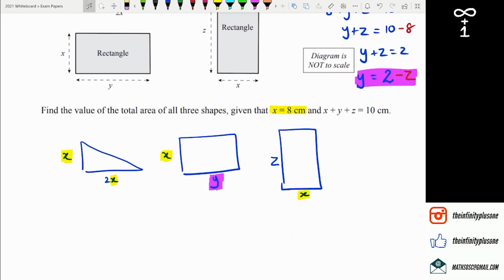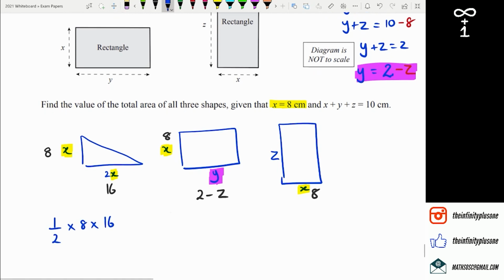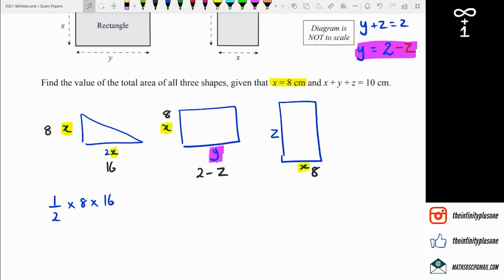Okay, so let's actually replace x with the number 8. So if x is 8, then that's equal to 8, and the base is now going to be 16 because 2 times 8 is 16. We've got an 8 here and we've got an 8 there. And as for the y, we know that this is equal to 2 minus z as we found out before. So let's find the area of the triangle. Now the area of the triangle is half times base times height. So we've got 4 times 16, which is equal to 64.